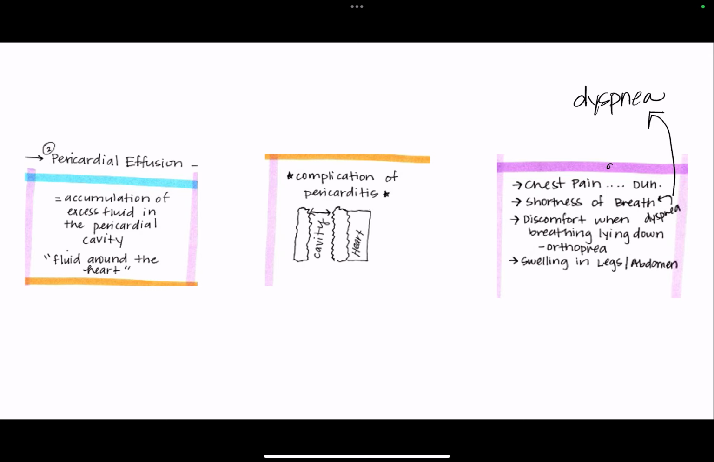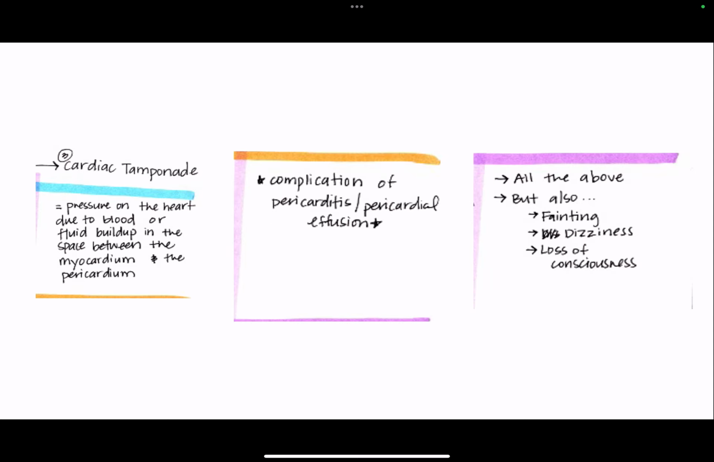Okay. So if the pericardial effusion goes untreated or doesn't resolve, then that can lead to cardiac tamponade. Cardiac tamponade is when we have pressure on the heart due to blood or fluid that builds up in the space between the myocardium and the pericardium. So this is a complication of pericarditis and pericardial effusion. You'll have all of the above symptoms that we talked about before, but then you also may experience fainting, dizziness, and loss of consciousness.